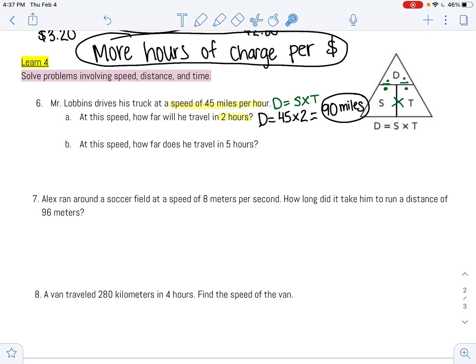In part B, he's still going at the same speed. How far does he travel now in 5 hours? We're finding that distance yet again. So I'm taking my speed times my time. So 45 times my time of 5 hours to find that he would have traveled 225 miles.